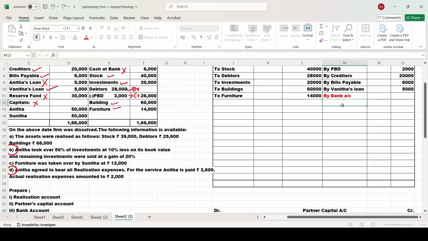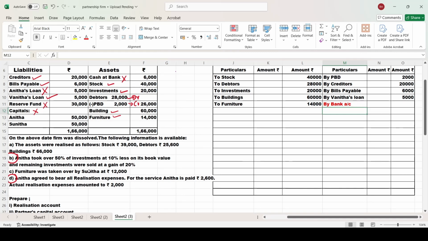By bank account, we'll sell the assets one by one by seeing the information. The assets were realized as follows. Stock rupees 39,000. Stock we have sold for 39,000. We'll record it. Stock, take it to the inner column, 39,000. And then debtors rupees 25,600. Okay, and then buildings rupees 66,000.